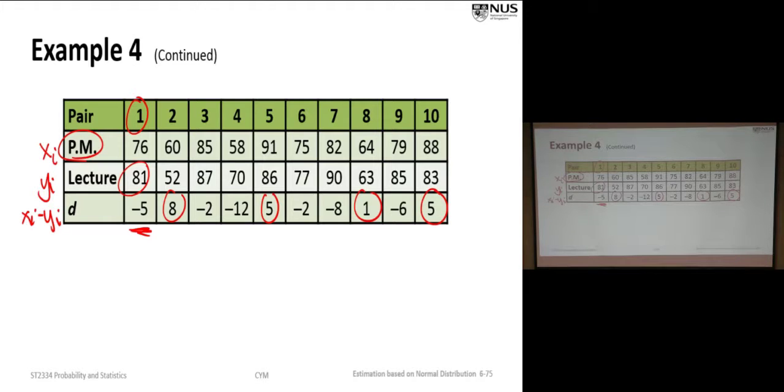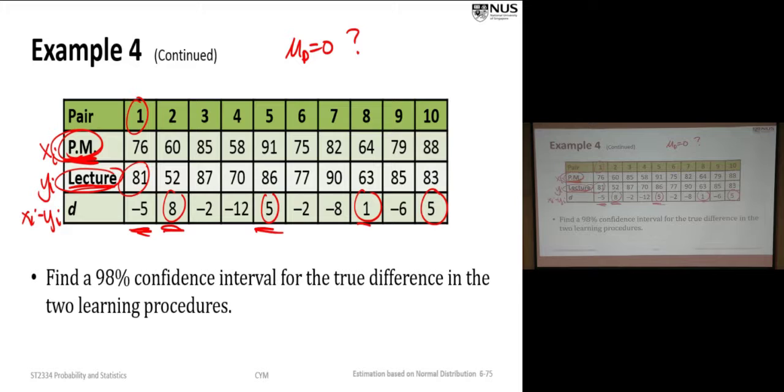So can I conclude that the programmed materials teaching method is inferior because there are only 4 positive? That means out of 10 pairs, 4 pairs give the result that the programmed method is better than the lecture, while 6 out of 10 are the other way around. But this is not what we want to test. What we want to test is whether mu D equals 0 or not. This is what we want to estimate.